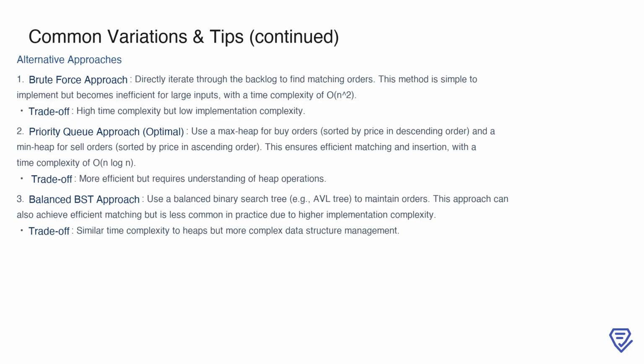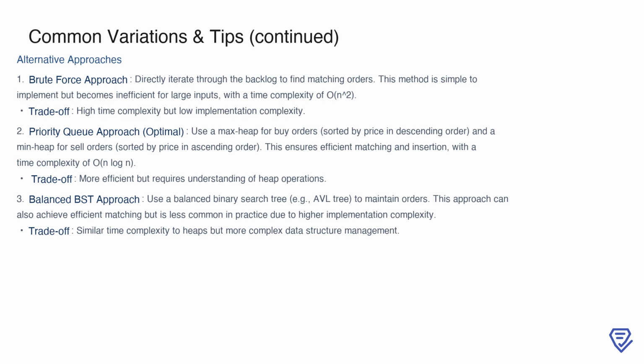The trade-off here is simplicity of implementation versus poor scalability. The second approach, and the optimal one, is using priority queues. By employing a max heap for buy orders and a min heap for sell orders, you can efficiently match and insert orders with a time complexity of O(n log n). This approach is both fast and manageable, though it does require familiarity with heap operations.